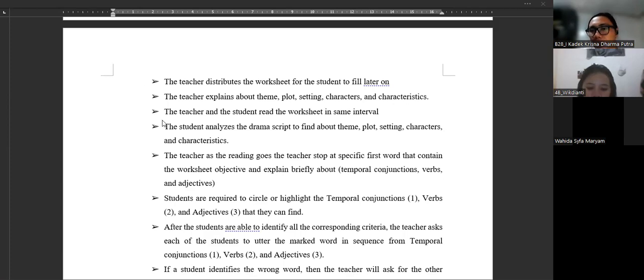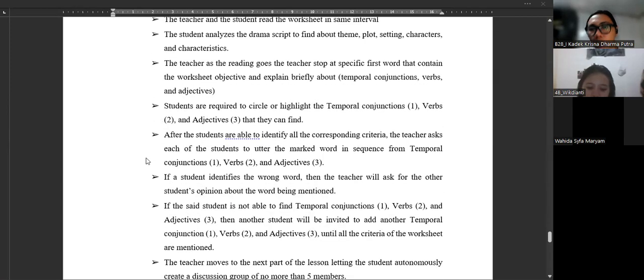So the student analyze the drama script, and as the reading goes, the teacher stops at a specific word that relates to the worksheet objective. In this particular case, it will be about temporal conjunction, verb, and adjective. So the teacher will explain briefly about it with examples from the drama text itself. After that, the students are required to highlight or circle the temporal conjunction, the verb, and adjective that they can find, as what has been explained by my friend Sifa.